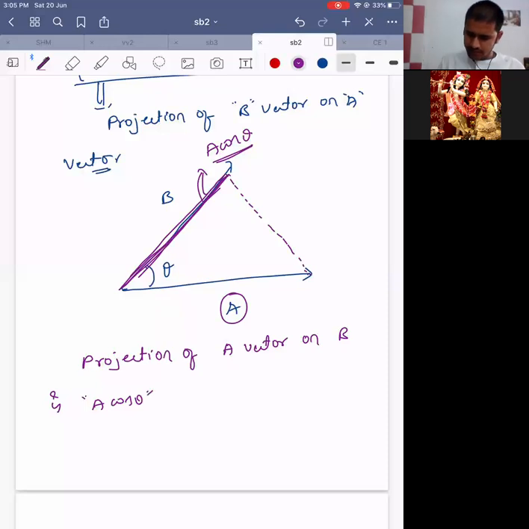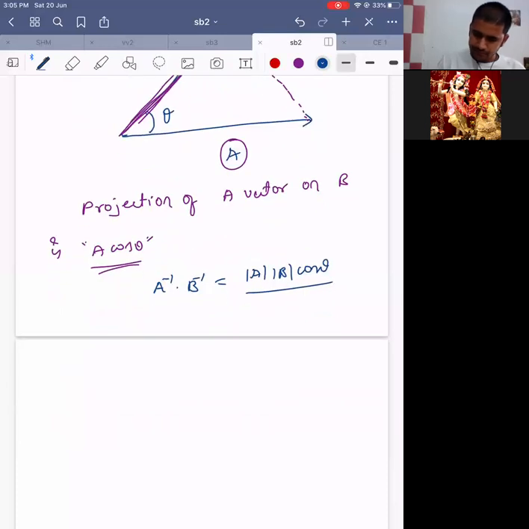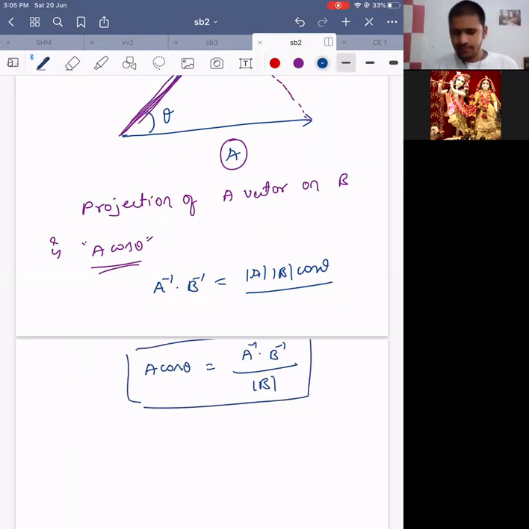As per the previous discussion, we have A bar dot B bar is equal to mod A mod B cos theta. To get A cos theta, A cos theta is equal to A bar dot B bar upon mod B. So this is the formula for projection of A on vector B. Did you get this?